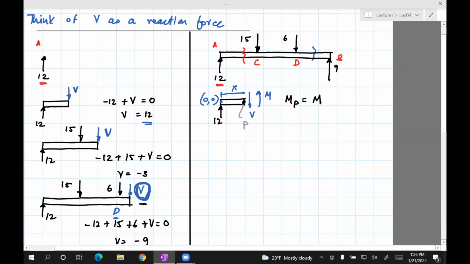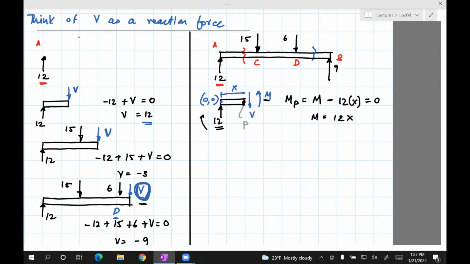counterclockwise, so it's positive. V passes through P, so it will not have a bending moment, so that's zero. And then we have 12 acting at a distance of X from P, and that, as you can see, produces a clockwise moment. So I put a negative sign because it's opposite to our convention, which is counterclockwise positive. So that all equals zero. And so this gives us M equals 12 times X, which is saying that the moment from A to C is going to vary linearly with the distance X.